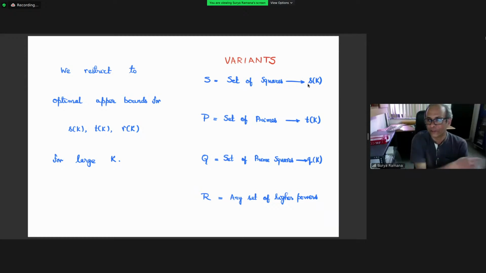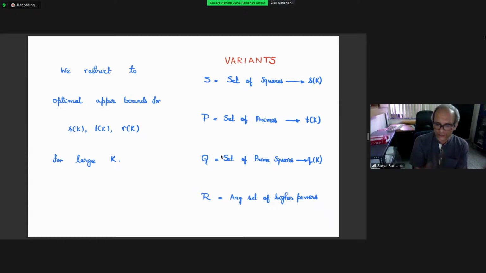So you have SPQR for these various sets here. Okay, so now with these notations, these are the various sorts of problems that one can pose. And as you can see, you can basically pose this question for any set instead of the squares, which is an asymptotic basis for the natural numbers. So all large enough natural numbers can be written as sums of elements of that set.